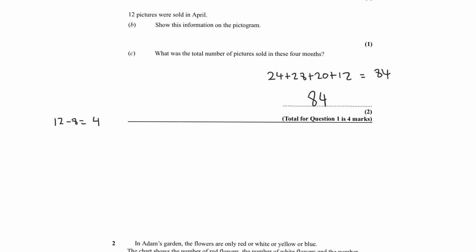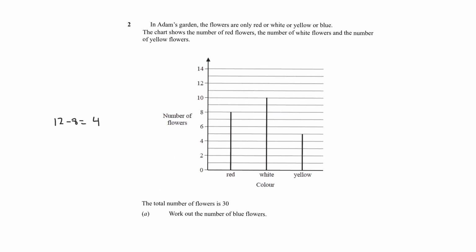Moving on to question two. It says that in Adam's garden, the flowers are only red, white, yellow, or blue. The chart shows the number of red flowers, the number of white flowers, and the number of yellow flowers, and the total number of flowers is 30. From this graph, it wants us to work out the number of blue flowers. So let's work out the number of each color.